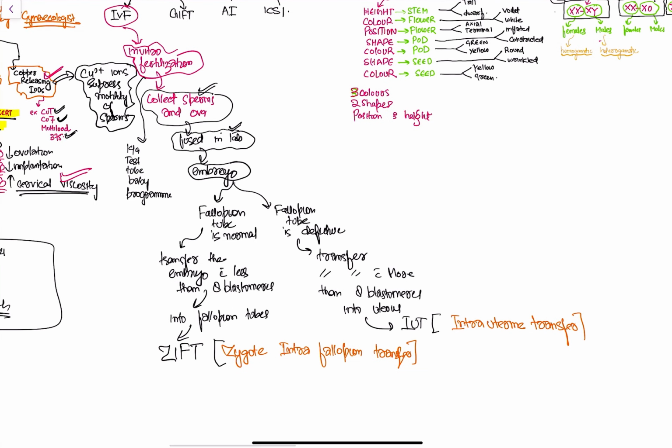So in vitro fertilization, what we have done, we have collected the sperms and ova, fused them in the lab, and got the embryos. If the fallopian tube is normal, we transfer the embryo with less than 8 blastomeres into the fallopian tubes by the technology called ZIFT. And if the fallopian tube is defective, we transfer the embryo with more than 8 blastomeres into the uterus. That's called intrauterine transfer. And we know this IVF as the test tube baby program.